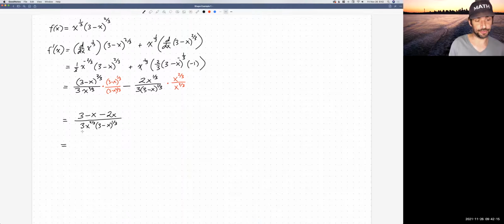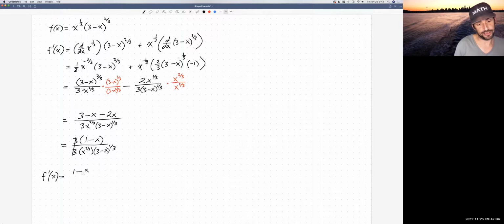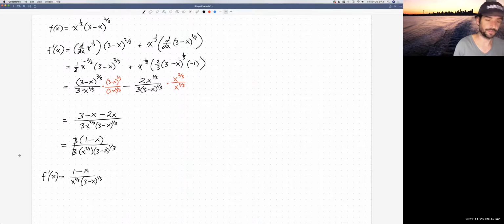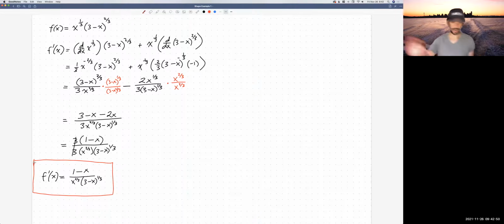We've really got 3 minus 3x. So let's factor out that 3. We'll have 1 minus x left in the top, and now we can cancel. I didn't need those parentheses, but it doesn't hurt. We can cancel these out, and now I've got a nice form that I'm pretty happy with. 1 minus x over x to the 2/3, 3 minus x to the 1/3. All right, I'm going to throw a little box around it for myself. We're going to need this in just a few minutes. Right now I just wanted to get it. I know I'm going to use the derivative, so I just got the derivative.